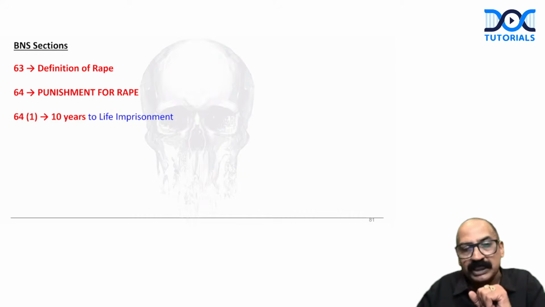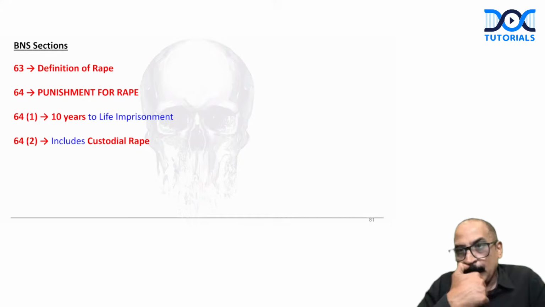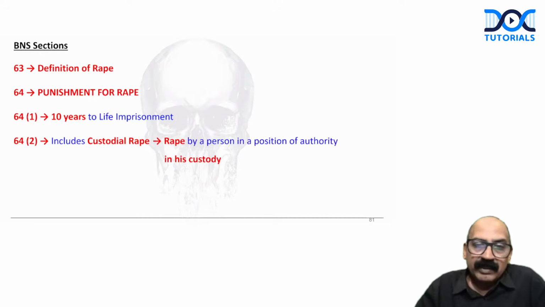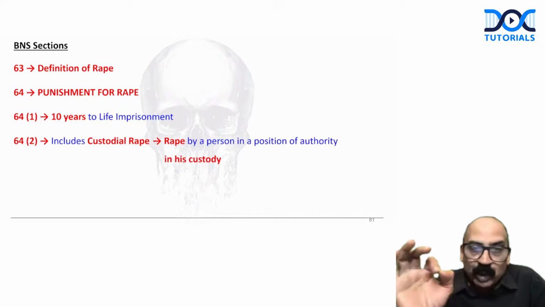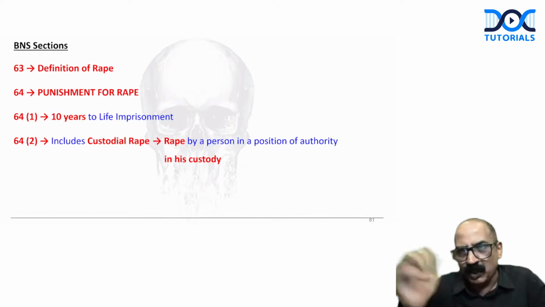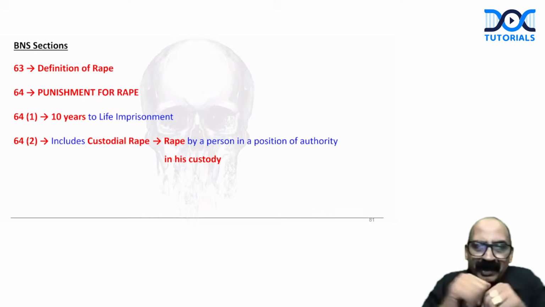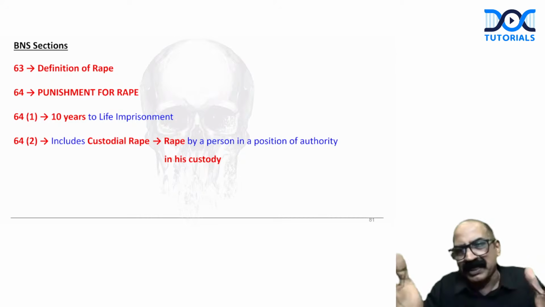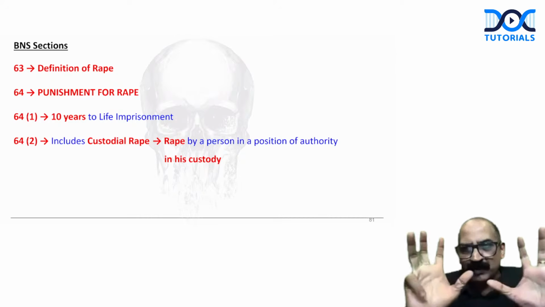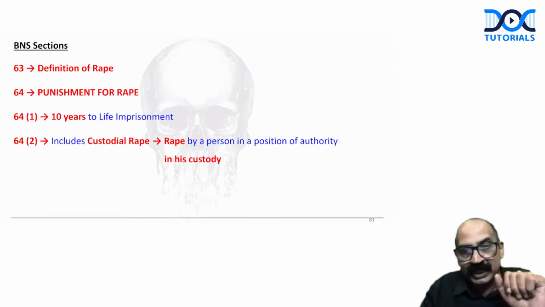64(2) includes custodial rape. What do you mean by custodial rape? Rape by a person who is in a position of authority, in his custody. Say, for example, a woman goes to a police station to lodge a complaint, there the police rapes her. Or a school principal rapes a student in his room. Not only principal, even head of the department, or even a jail superintendent, any responsible post position. If he rapes a woman inside the custody, it is custodial rape.